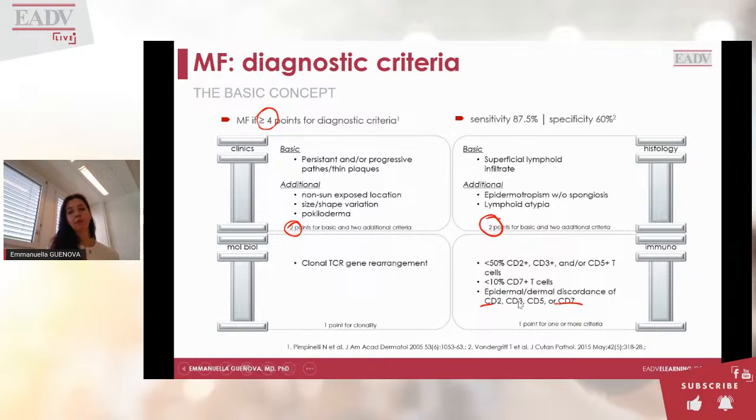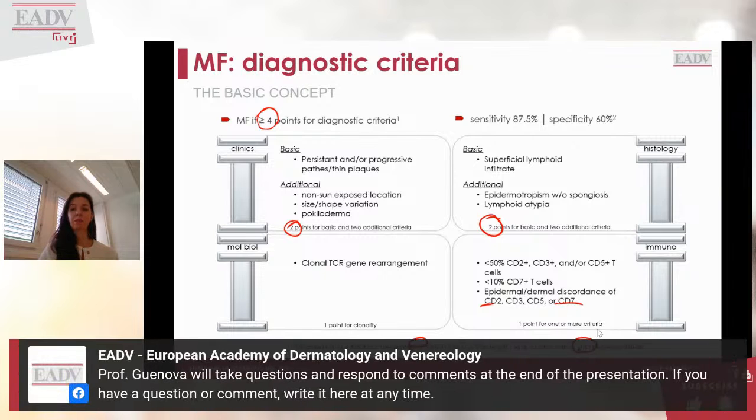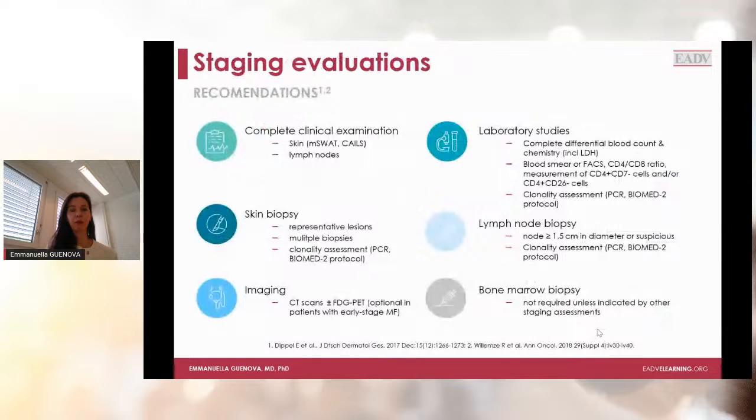So those criteria have been proposed by Pimpinelli in 2005, and they have been revised in 2015 to confirm their sensitivity of around 87% and specificity of 60%. So this is what we have so far as established the diagnostic criteria for mycosis fungoides.